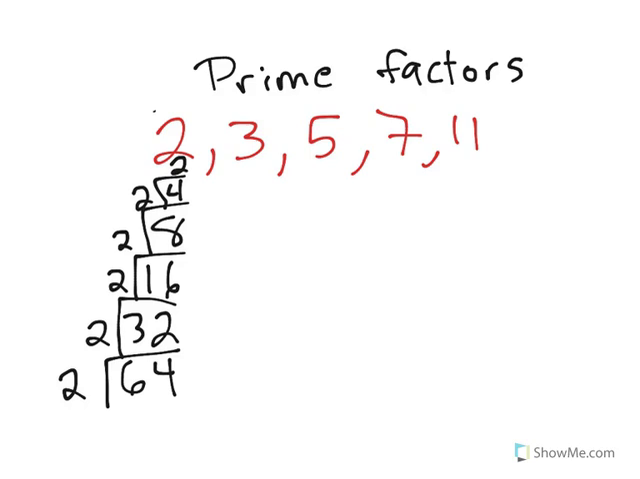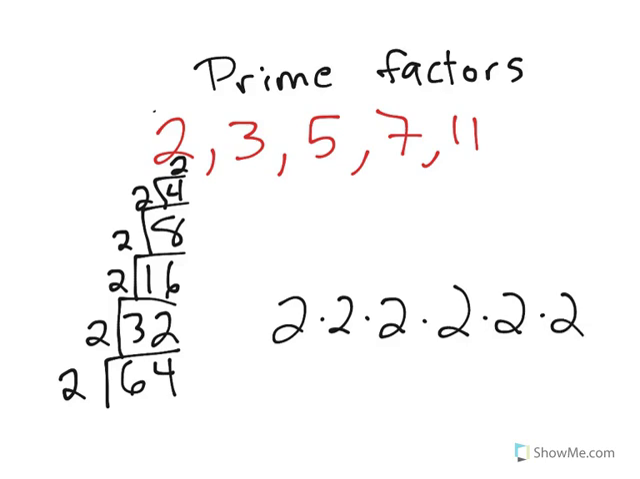Okay, whenever you get a prime number on the top, you can stop. So the prime factors of 64 are 2 times 2 times 2 times 2 times 2 times 2. Or we could just say 2 to the 6th power. Okay, so those are the prime factors of 64.